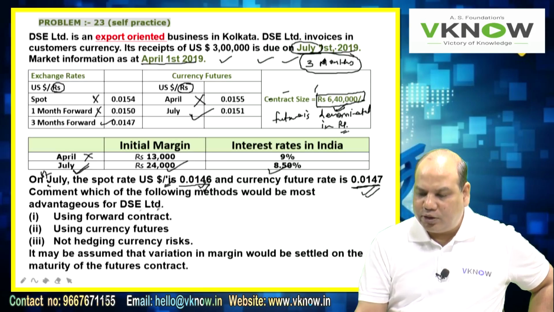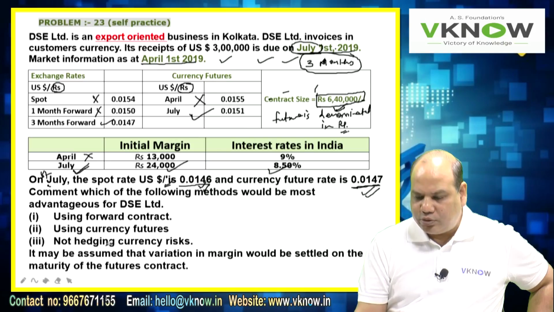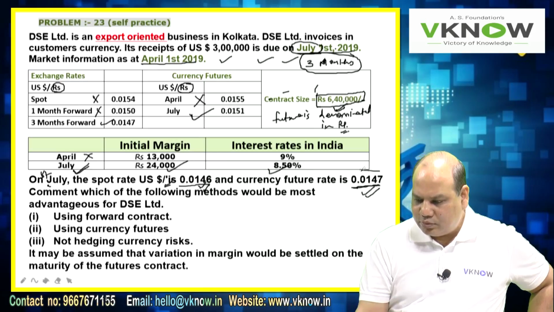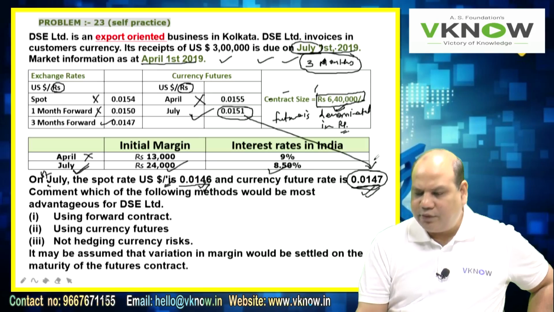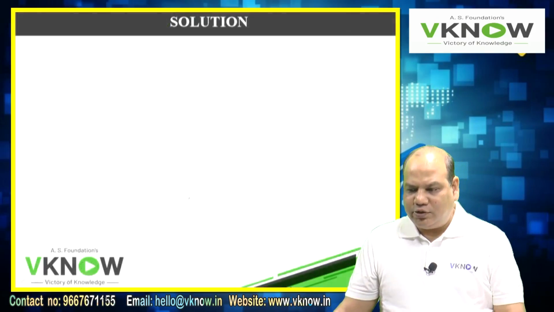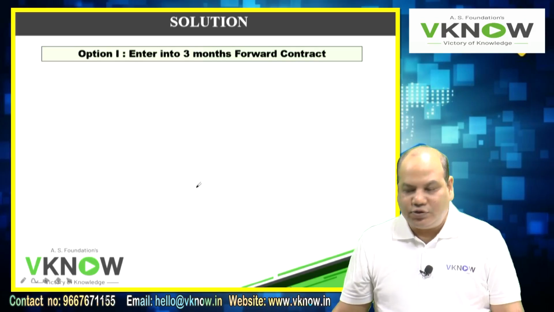Comment which of the following method would be most advantageous for DSE Limited. Forward, future, no hedging. And the last line again copy paste. It may be assumed that variation in margin would be settled on the maturity of the future contract. So all this gain or loss in future, that is difference between 0.0147 and 0.0151, this difference they will settle on maturity. Practically there is a mark to market margin concept. So daily difference is received or paid.